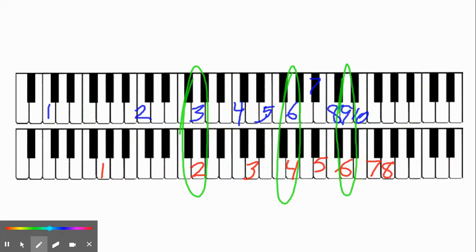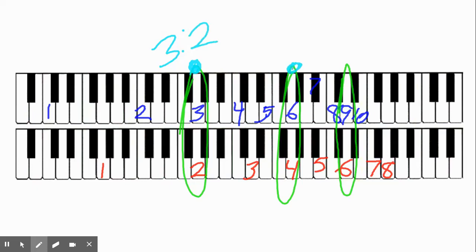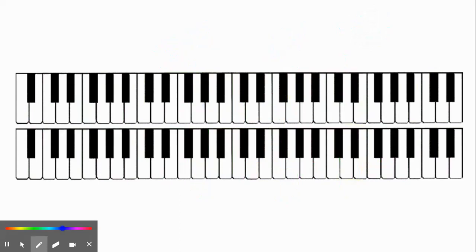If we tune our fifth so this coincident partial at this G is in unison, which we typically won't do, but if we were to do that, we would have a 3-2 fifth. If we were to tune our fifth with a unison at this G, we would have a 6-4 fifth. If we were to tune our fifth with a unison at this partial, at this D, we would have a 9-6 fifth.